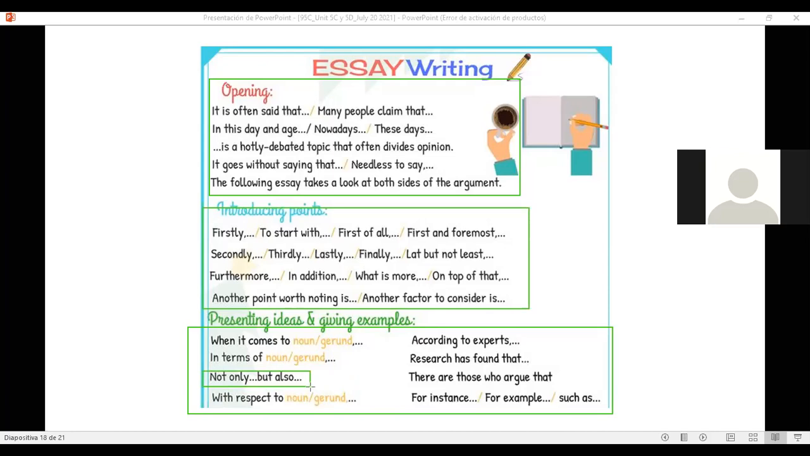With respect to, according to experts, for instance, for example, such as. These phrases for giving examples, we already saw them.